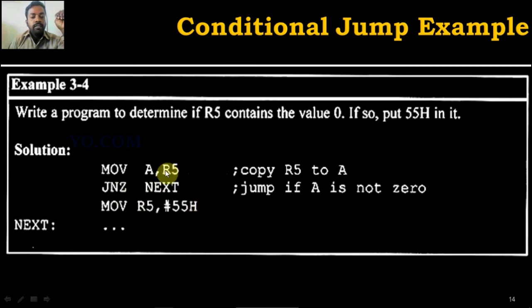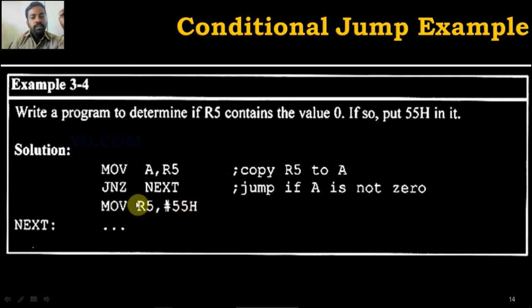Understand? So the R5 value is moved to the accumulator, and we check the value. JNZ next: jump if A is not equal to 0. Not equal to 0 means it jumps to here. If it is 0, it will execute MOV R5, #55. If R5 is 0, then we are moving 55 to R5.